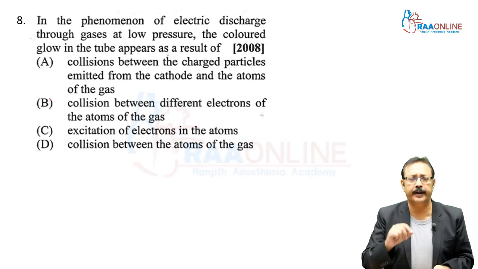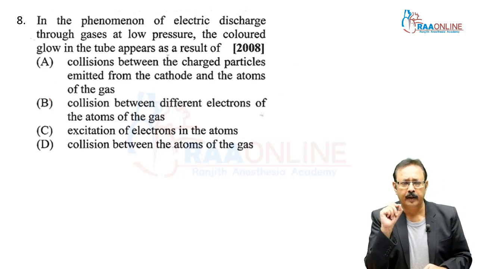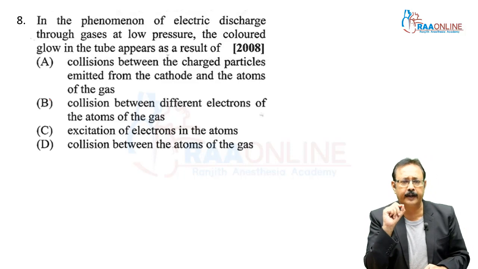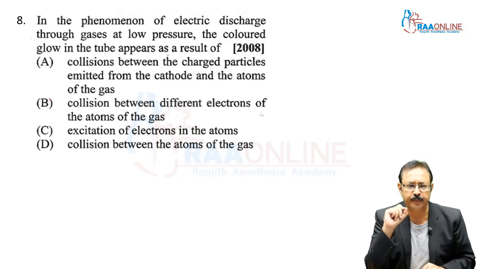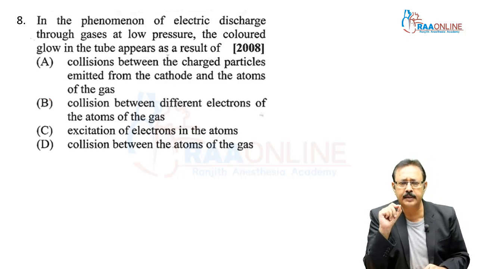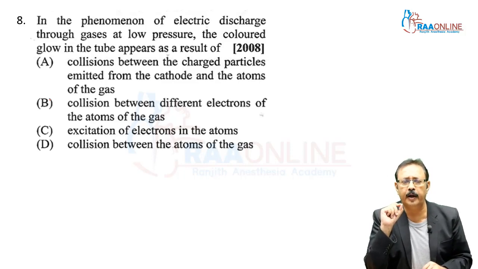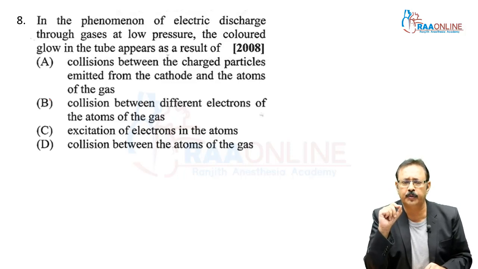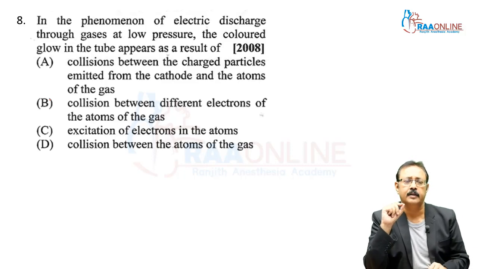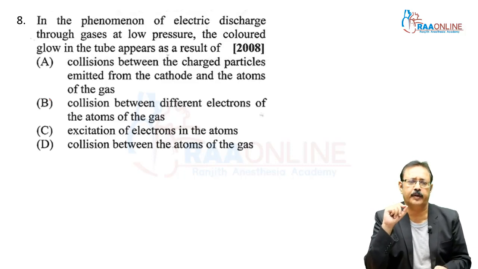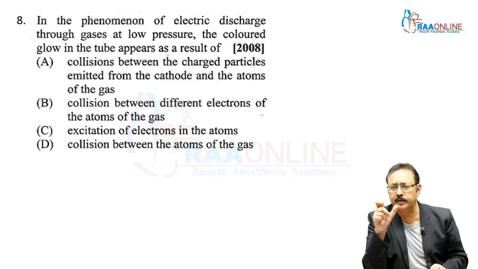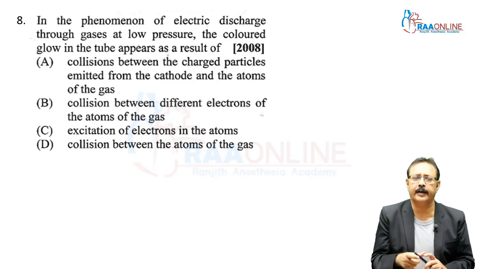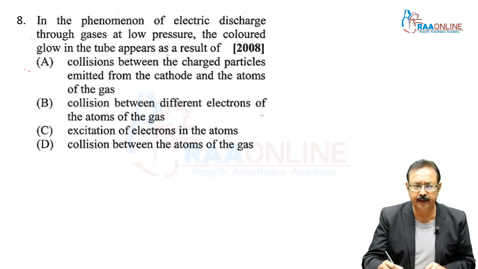Next, 2008 AIPMT. In the phenomena of electric discharge tube through gases at low pressure, the colored glow in the tube appears as the result of collision between the charged particle emitted from the cathode and the atoms of the gas. Yes, we will go with option A because those electrons are hitting the atoms of the gas.